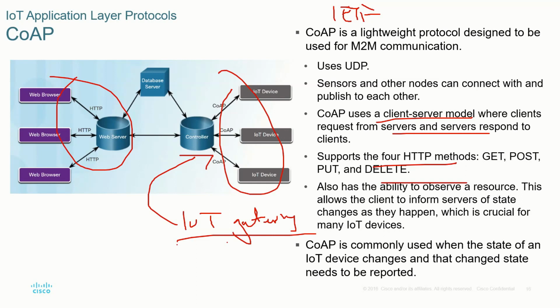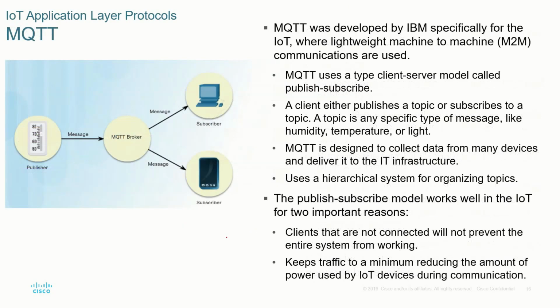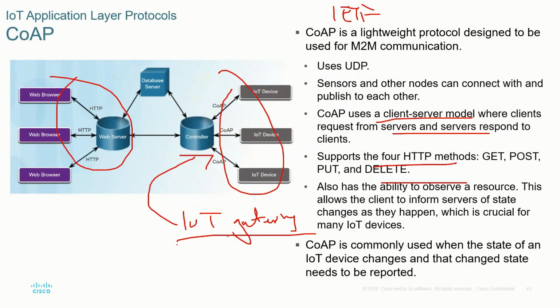CoAP, on the other flip end, is very good for unicast control for constrained devices. The protocol is yet to come, but people are still building on this. So that's for control. MQTT is good for input. CoAP is better for output because you want unique control for each and every one of them. That's why you have a controller.